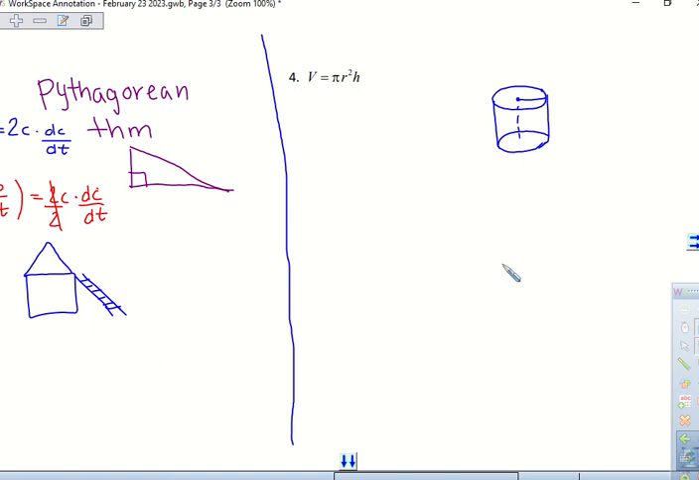Okay. That's the volume of a cylinder. It's a good cylinder. Thank you. So, with the volume of a cylinder, we have a radius and we have a height, correct?